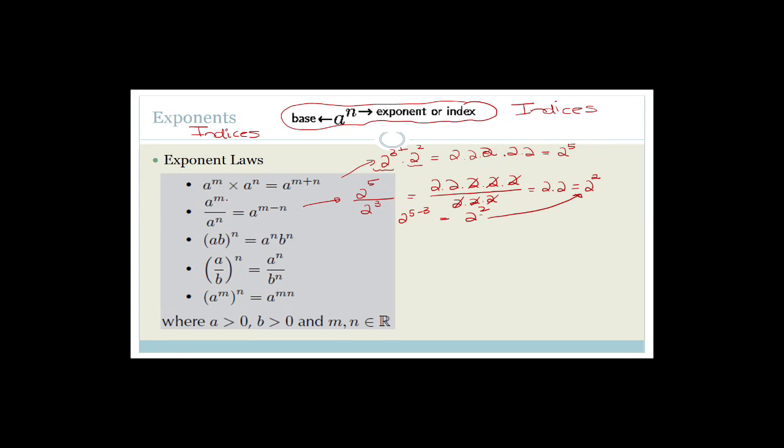So therefore, I've just shown you that that rule applies. This is called the division law, where if you've got the same base and you're dividing, then you subtract the exponents. Okay, now we've got (ab) to the power of n is equal to a to the n times b to the n. Let me just change color.